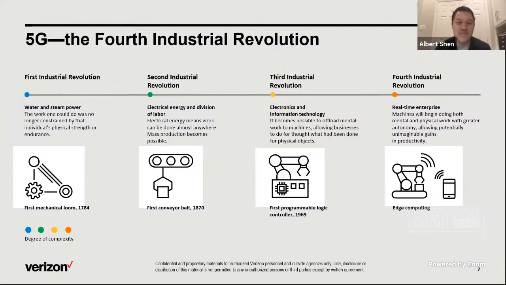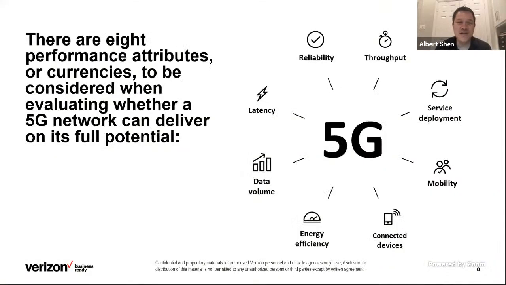For Verizon, we identify eight main attributes or currencies through which the 5G network can bring its full potential: reliability, throughput, service deployment, mobility, connected devices, energy efficiency, data volume, and latency. We think about these as all the major elements on which 5G is based and through which it will deliver. Next slide.